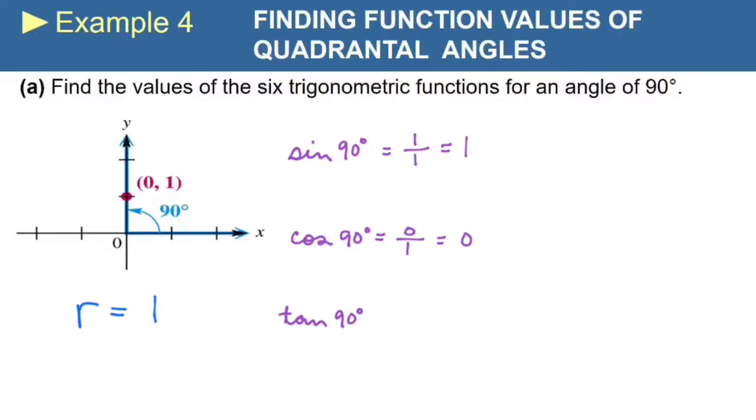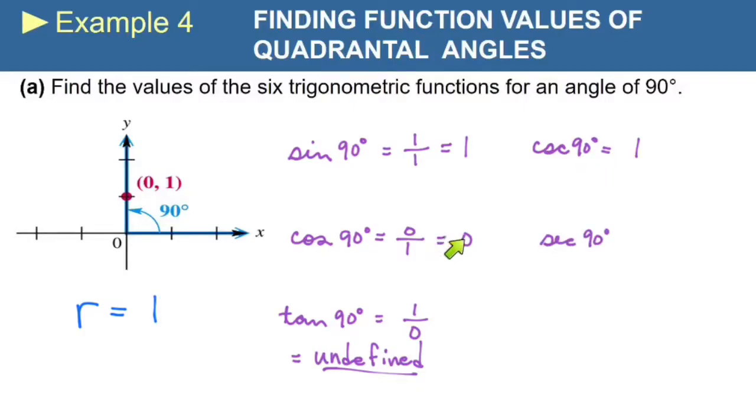Tangent of 90 would be y over x, which is 1 over 0, and that is undefined. Remember, anytime you have 0 in the denominator, that's an undefined value. And then cosecant of 90 degrees is the reciprocal of sine. The reciprocal of 1 is 1. Secant of 90 degrees is the reciprocal of cosine. So instead of looking at this simplified value, look at your fraction here, because we know secant is the reciprocal. So turn this fraction upside down, and you'll have 1 over 0. And of course, 0 in the denominator means this value is undefined.